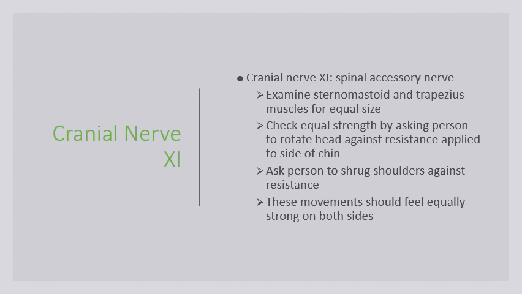Cranial nerve 11 is the spinal accessory nerve, and so you're going to look at the sternocleidomastoid and the trapezius muscles, and then check for equal strength by having the person shrug their shoulders and rotate the head from side to side, so the chin towards the shoulders. They should feel equal and strong. If there's absolutely no suspicion of trauma, you could provide a little bit of resistance to the chin as they're rotating from side to side to test for strength, but you don't have to. You can also just observe a head turn.